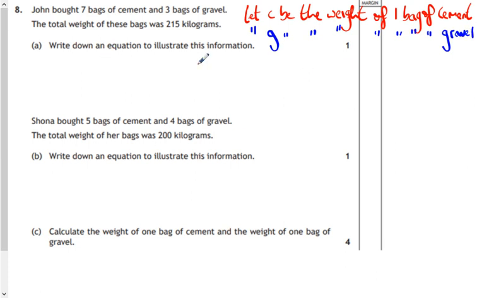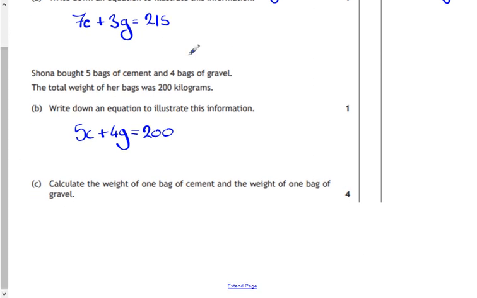Write down an equation to illustrate this information. So 7 bags of cement plus 3 bags of gravel was 215 kilograms. Shona bought 5 bags of cement and 4 bags of gravel, with the total weight of her bags being 200 kilograms. So she has her 5 C's and her 4 G's, and that is 200 kilograms. Calculate the weight of 1 bag of cement and the weight of 1 bag of gravel.